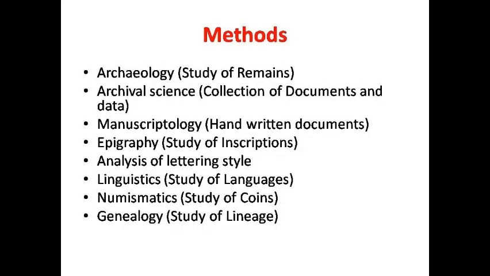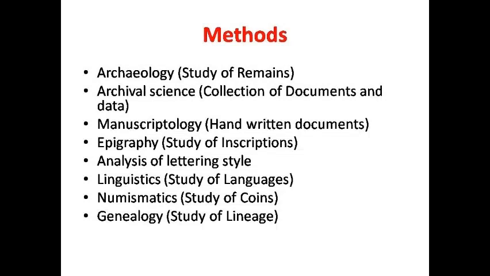There are certain methods of writing history. First is archaeology. You know what is archaeology? Archaeology is the study of the remains and fossils found after excavation, like Mohenjo-daro and Harappa. There were excavations done at these places. Whatever study of these remains is done is called archaeology. Next is archival science, which means the collection of documents and data related to a particular thing, a particular incident. We call it archival science.